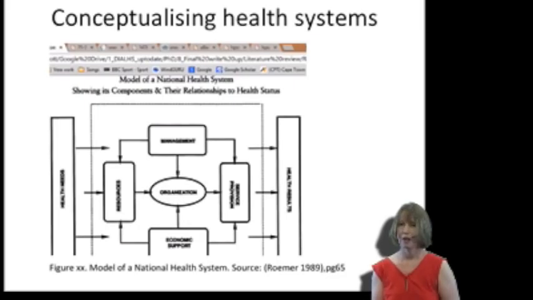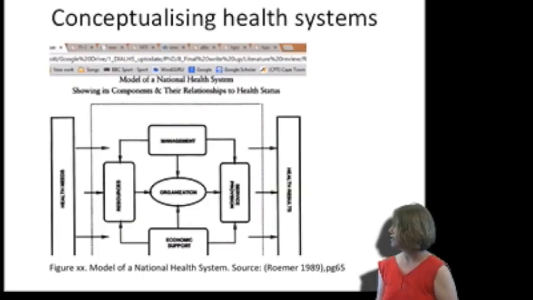Here we have an example of a health system framework which is taken from 1989. It's the work of Roemer, and he proposed this as a model of the national health system in the UK. I show it to you because it's interesting to see how he proposed a health system should be thought of. And the relevance is that the way in which we understand health systems is very important because it informs what we then do if we're thinking about health system strengthening.